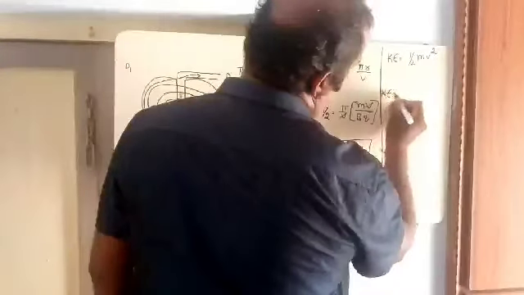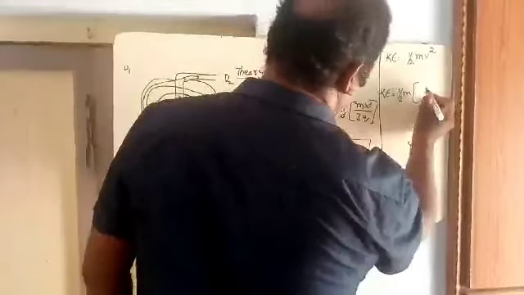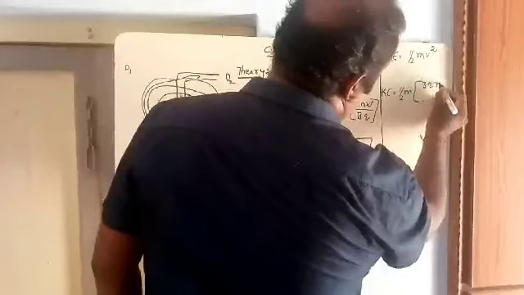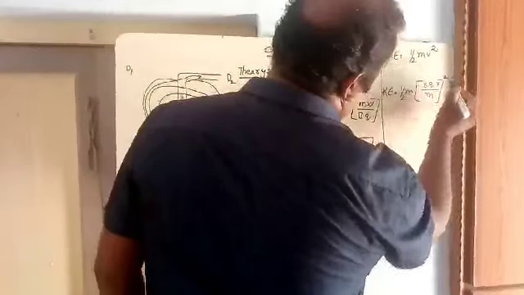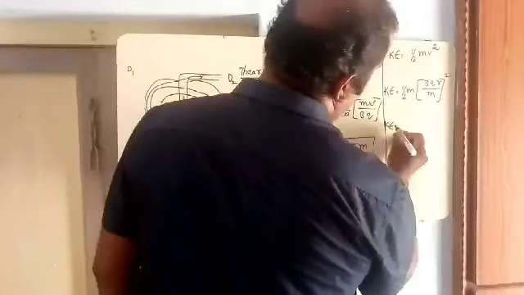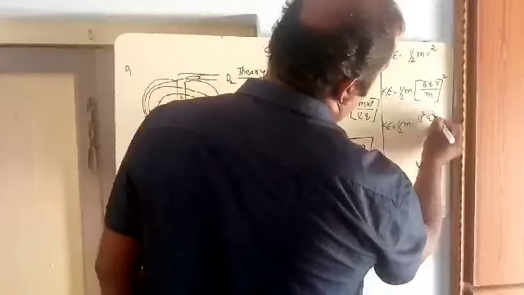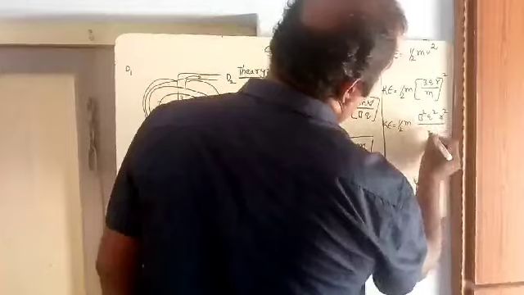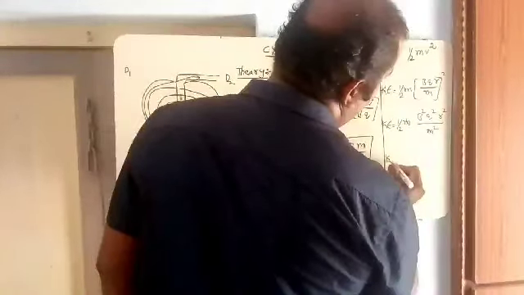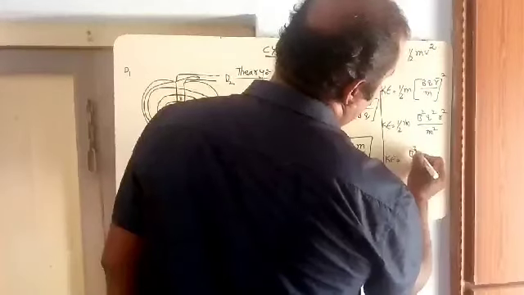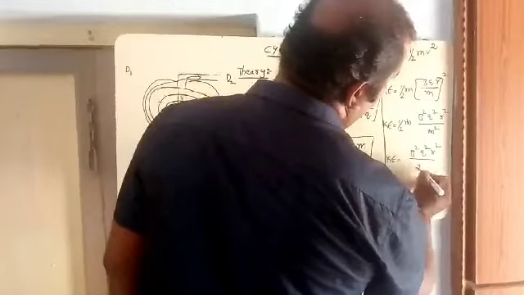So kinetic energy K is equal to half into M into V square value, BQR by M whole square. So kinetic energy K is equal to half M V square Q square R square by M square, one M cancels, and finally Ke is equal to B square Q square R square by 2M.